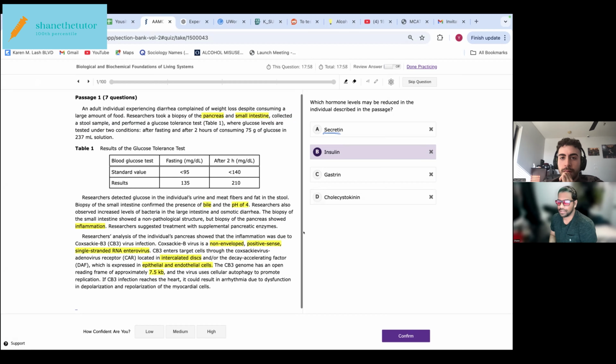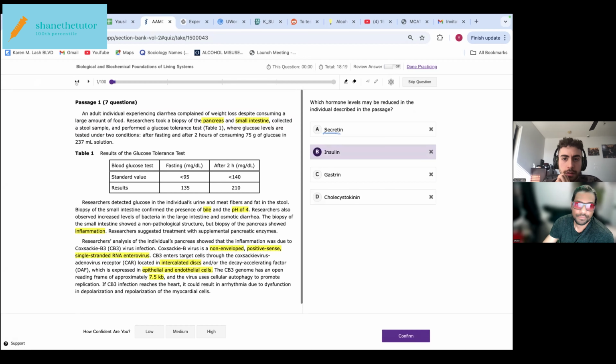Stimulates basically the pancreas to release digestive enzymes, stimulates the gallbladder contraction, stimulates intestinal motility, insulin secretion, etc. Okay.